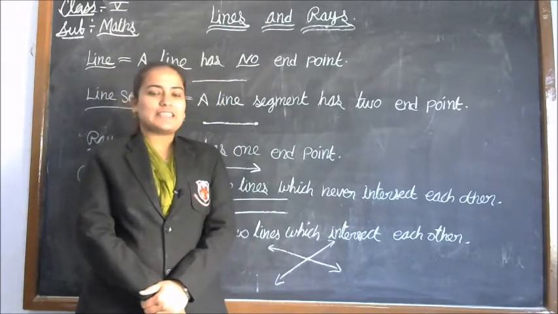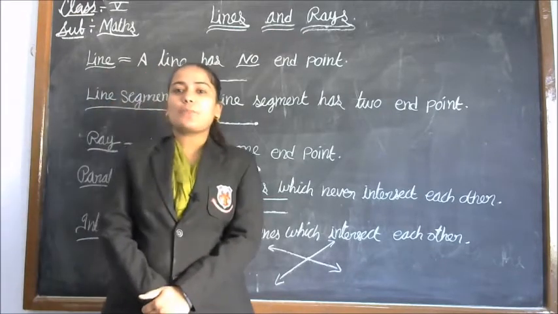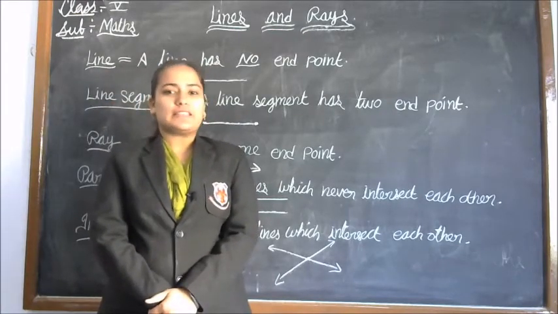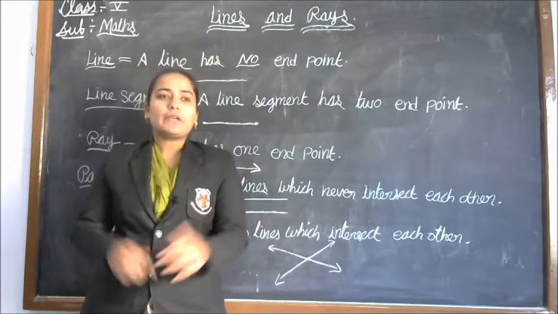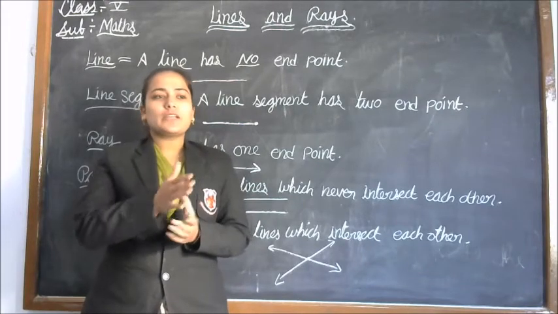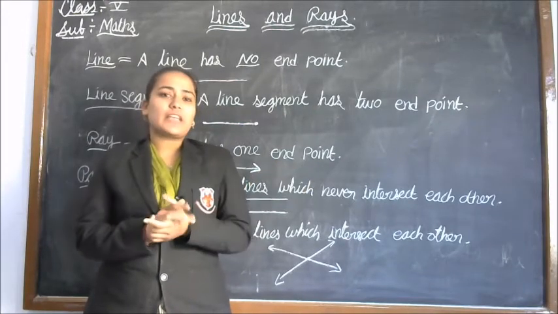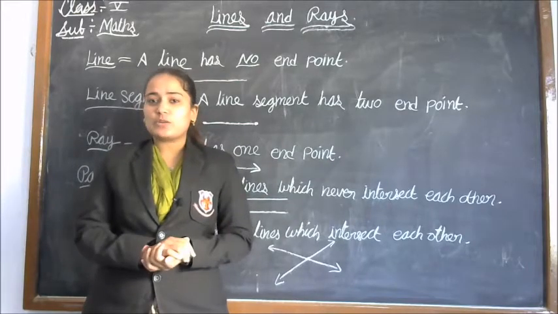Your mathematics teacher. Now today we are going to start the next topic, lines and rays. So all of you know about a line. When we go in a straight line, it means that we can go in any direction; we can turn left side also, we can turn right side also.